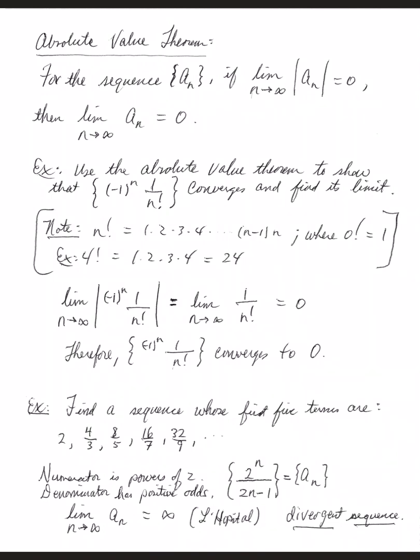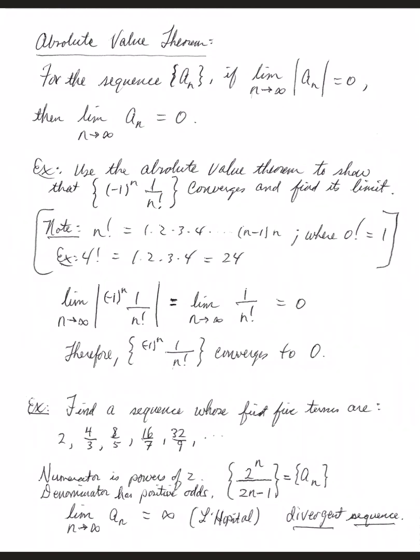This is a really good theorem to apply if you want to check out an alternating sequence where you have a (-1)^n term, where every other term will be negative and all the other ones will be positive in between. For example, let's actually look at the sequence (-1)^n times 1 over n factorial.